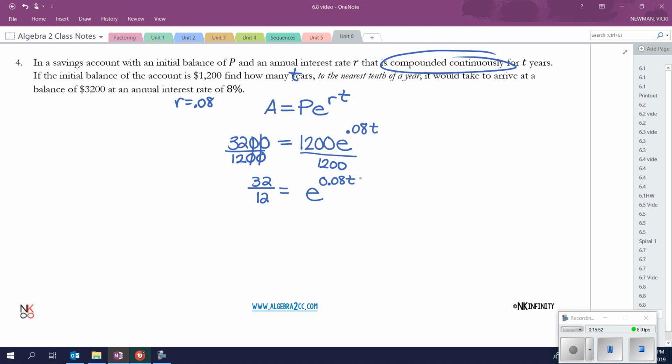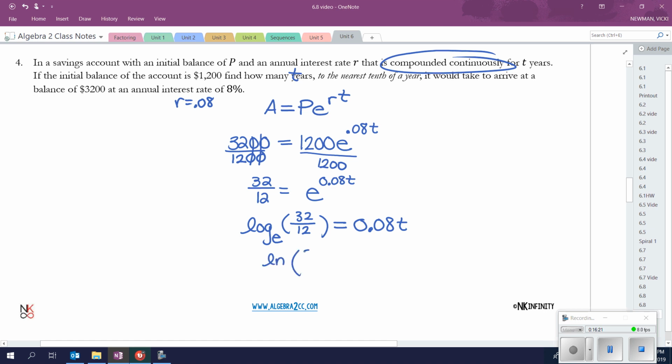So now, we don't want to get a common base because our base on the right-hand side is e, so we have to change the form. So log base e of our fraction, 32 over 12, is equal to 0.08 times t. Don't do anything in the calculator yet. We're going to divide by 0.08 to solve for t. But also, log base e is actually ln, so ln of 32 over 12, divided by 0.08, will be equal to t.